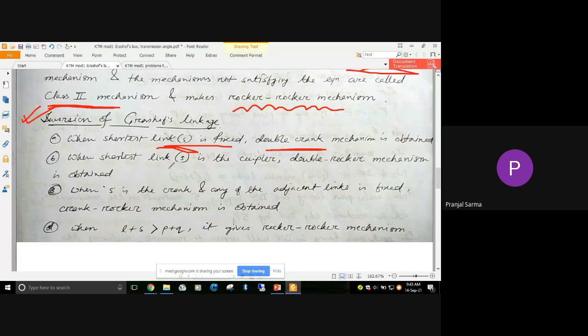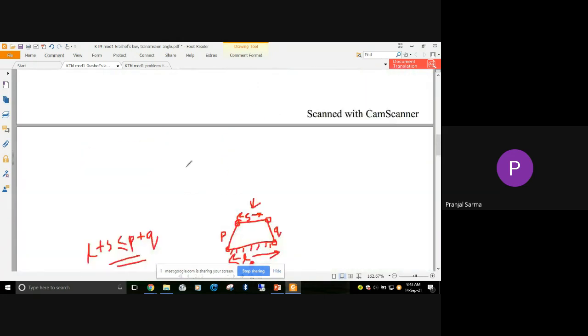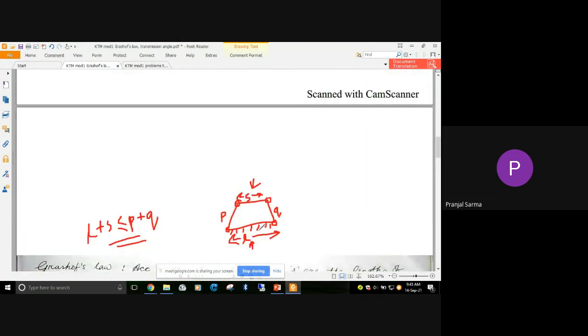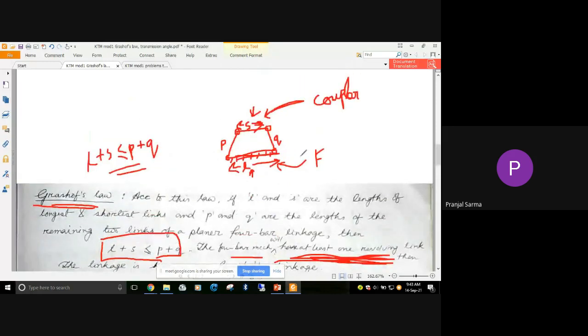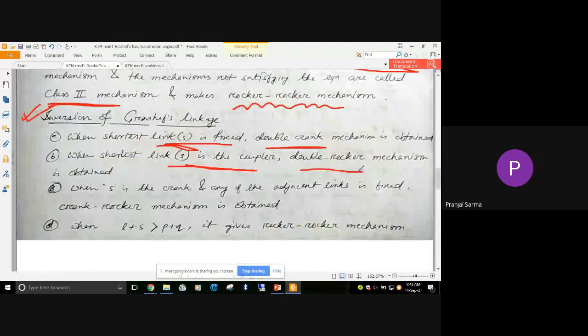If the shortest link is behaving like the coupler, the link opposite to the fixed link is known as coupler. Let's consider this kind of situation. This is the shortest link, and it is behaving like the coupler, right? Coupler means the link opposite to the fixed link. This is the fixed link here, and this is opposite to it. Let's consider the shortest link is behaving like coupler. Then we are going to get a double rocker mechanism. That means two of the links are going to rock only.